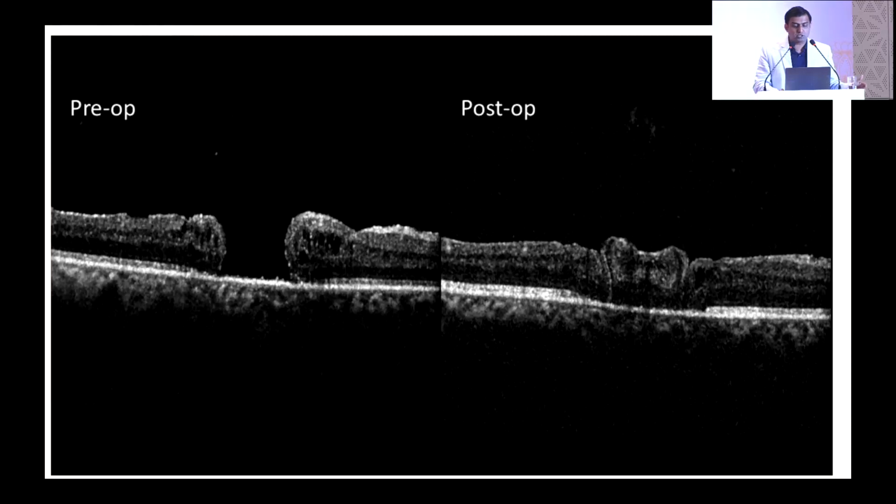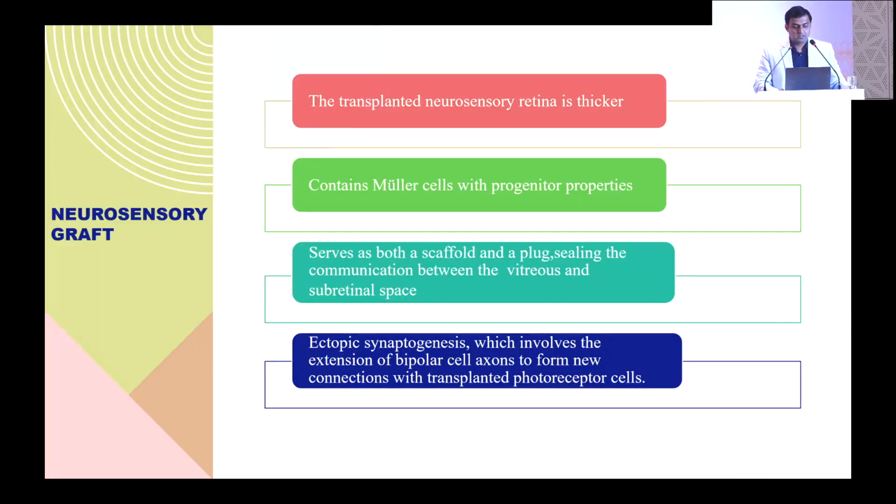So this is the post-op 1 week of this patient, and he's yet to come. We have done around 24 cases of autologous transplant, and most of them are doing very well. Now, lastly, I want to say that the transplanted neurosensory retina is thicker, contains Müller cells, and what has been described lately is ectopic synaptogenesis. That means the extension of the bipolar axons to form new connections with the transplanted photoreceptor cells.